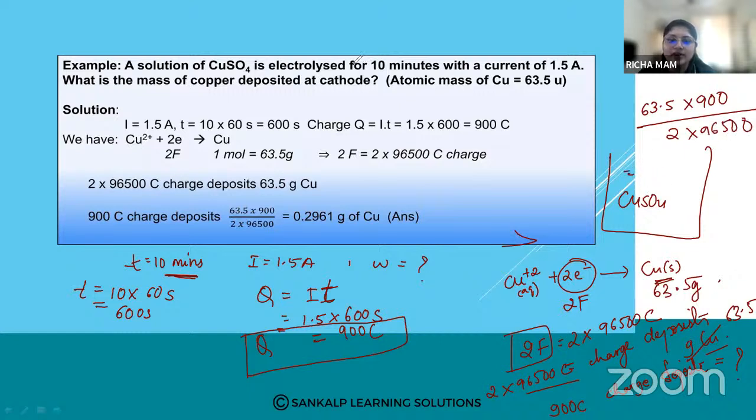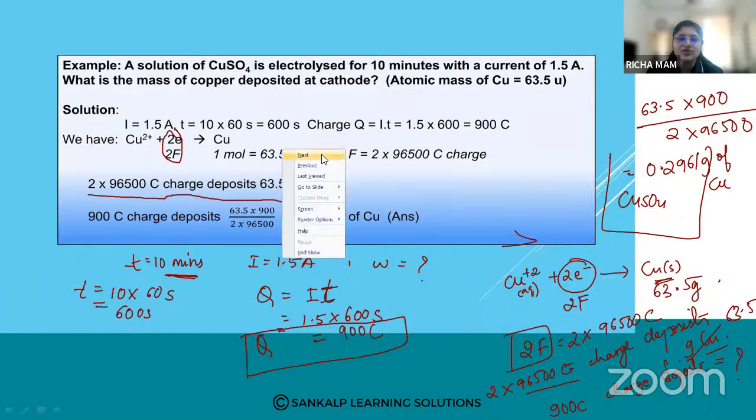You will get 0.2961 grams of copper. Like this is the question. Got it? So we are taking the standardized equation: for 2 Faraday, the moles of electrons passed is 2 Faraday, so 2 into 96,500 coulomb charge deposits 63.5 grams of copper. So for 900 coulombs charge, how much does it deposit? It will deposit 0.2961 grams of copper.